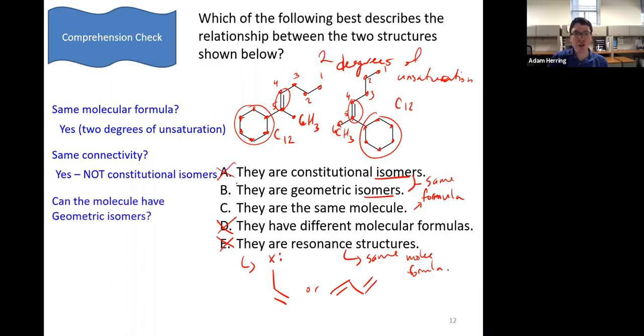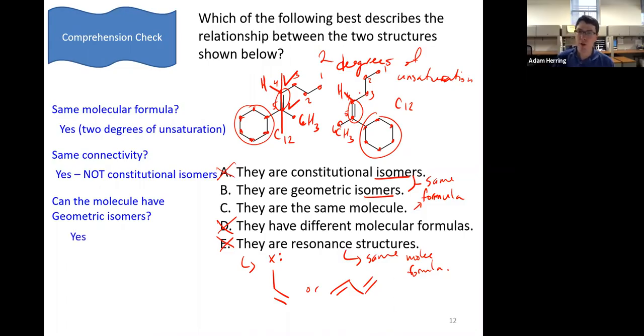But can they have geometric isomers? To determine that, we want to look down the double bond and identify the groups. We have hydrogen, and then a long 3-carbon chain, and so this one could qualify for a geometric isomer. And this one qualifies for a geometric isomer because it has a small carbon chain and a large ring. So these both could have geometric isomers. It's a question of, are they geometric isomers?